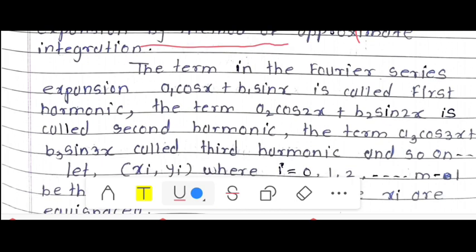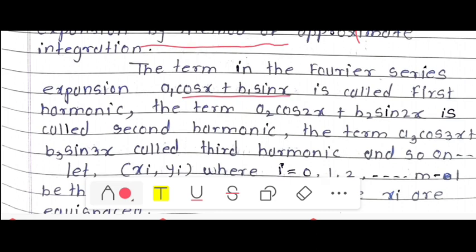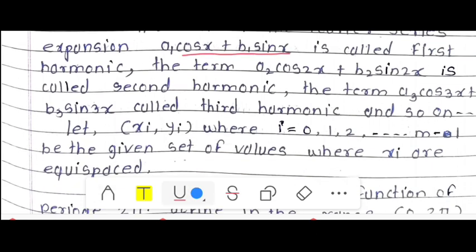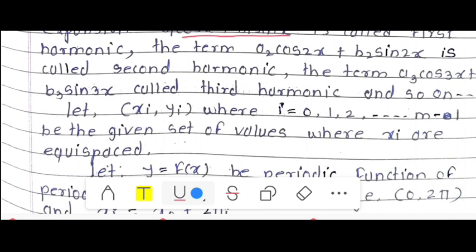The term in the Fourier series expansion a1 cos x plus b1 sin x is called the first harmonic. The second term a2 cos 2x plus b2 sin 2x is called the second harmonic. The term a3 cos 3x plus b3 sin 3x is called the third harmonic, and so on.